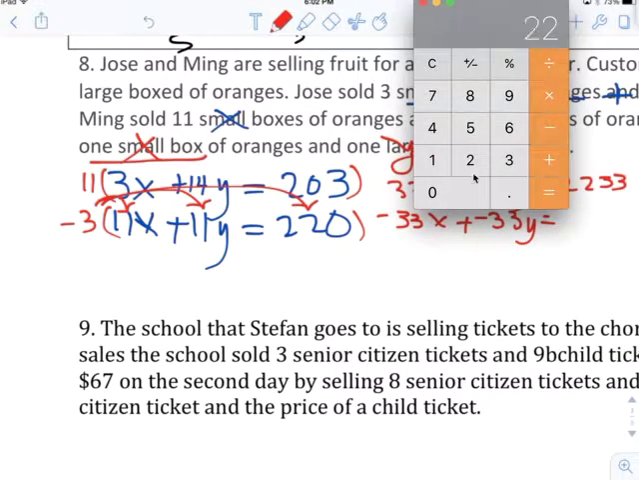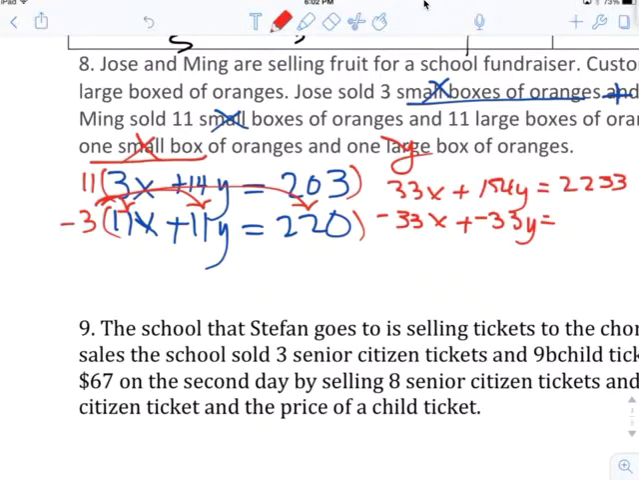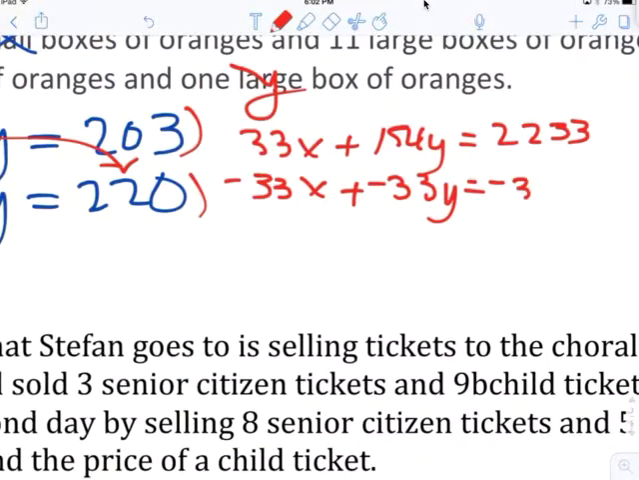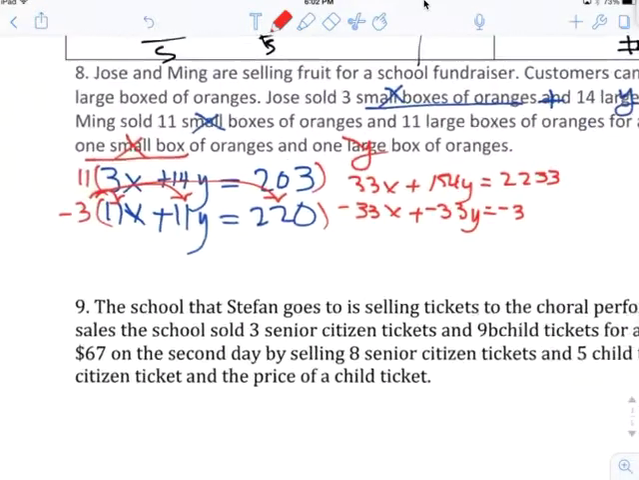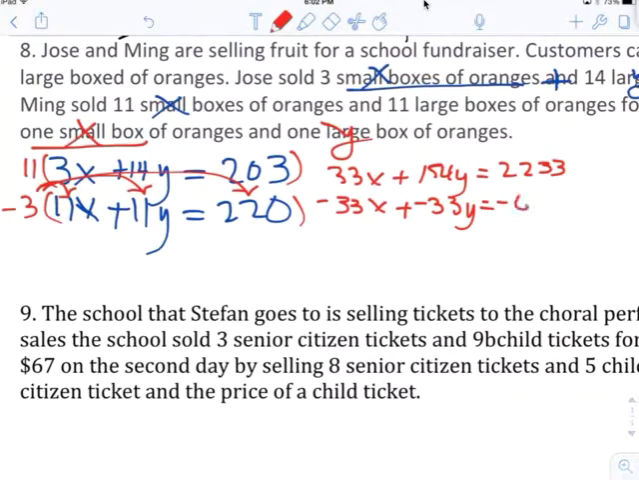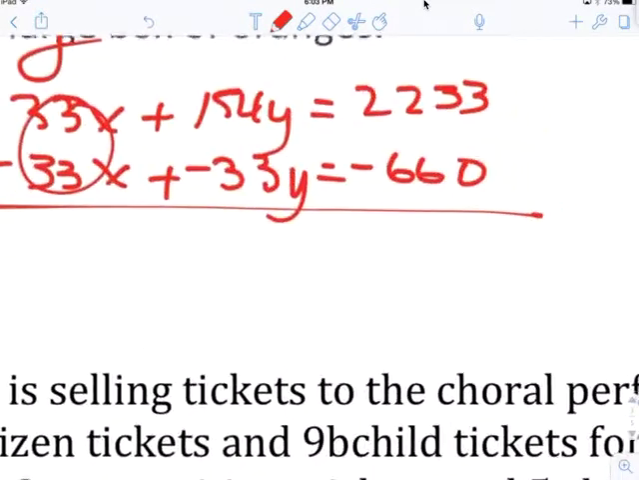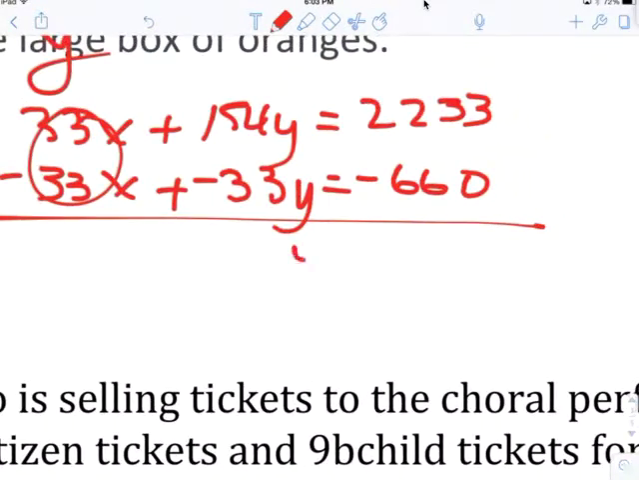220 times 3, negative 3, by the way, 660. I should know that. Negative 660. 0 there. Y, that's 1, 2, 1 equals, subtract that, 3, 7.